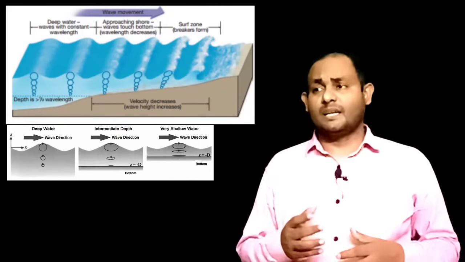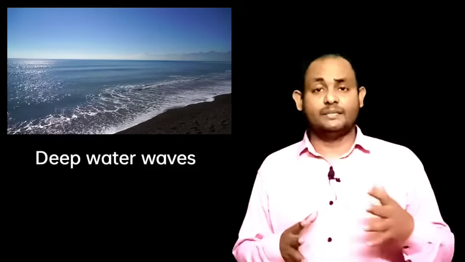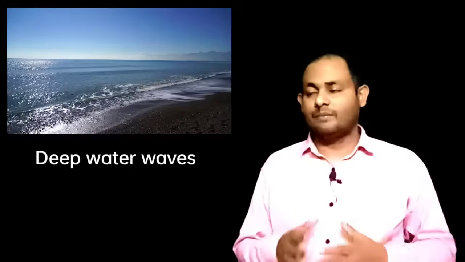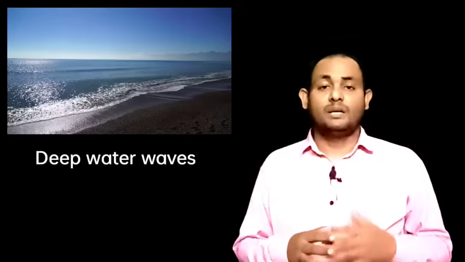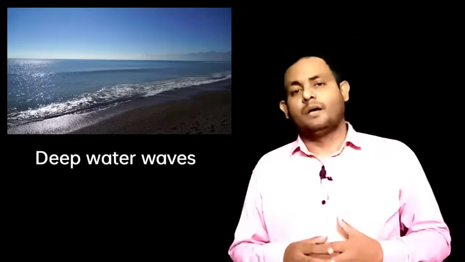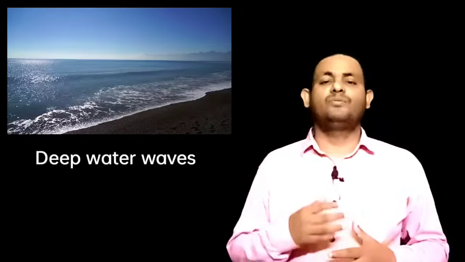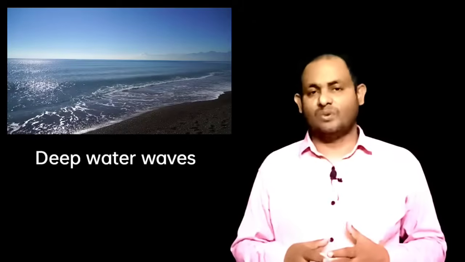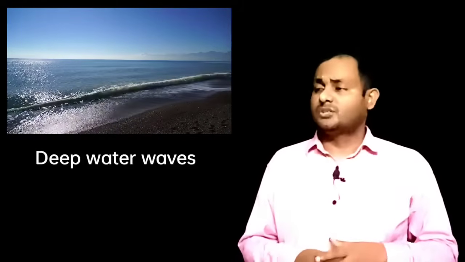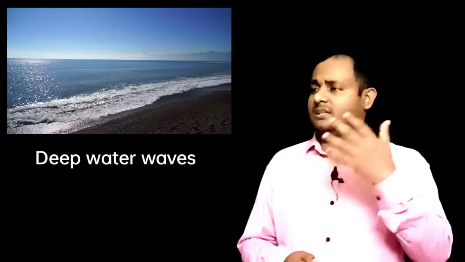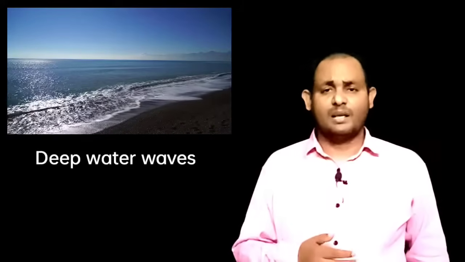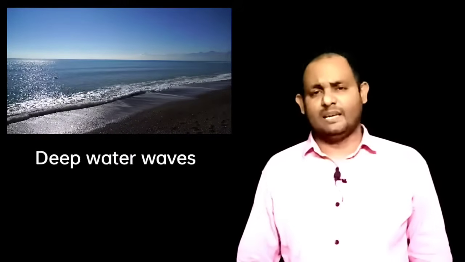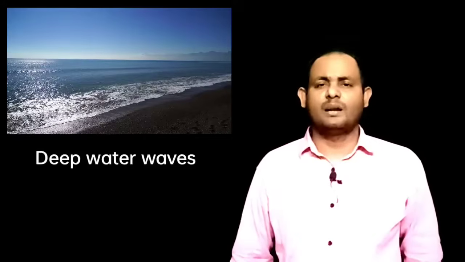Next, I explain deep water waves. Deep water waves basically occur in the zone of the ocean where the depth of ocean water exceeds the depth of wave base, which is one half of the wavelength. So the waves generated in deep ocean water by winds are called deep ocean water waves, and they do not have any interaction with the ocean bottom.